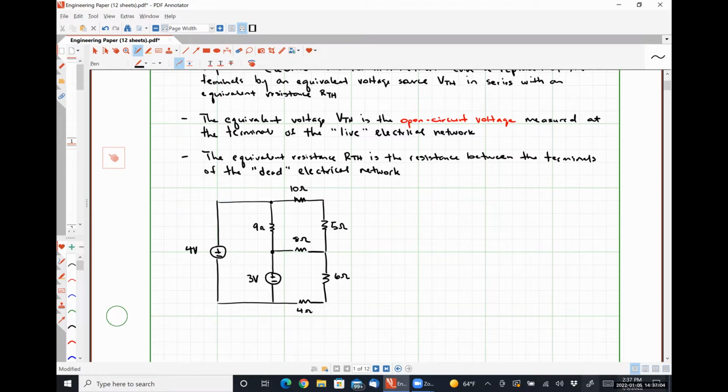What we are going to do is find the Thevenin equivalent circuit as seen by one of these resistors, okay? So I want you guys to pick which resistor we're going to find the Thevenin equivalent with respect to. The 6 ohm resistor, okay?